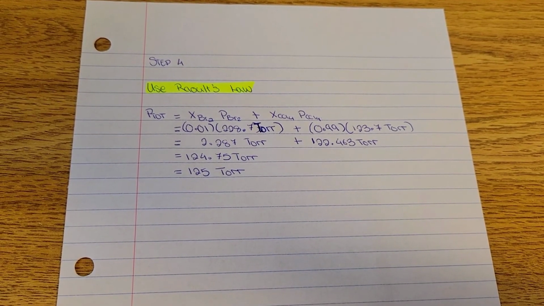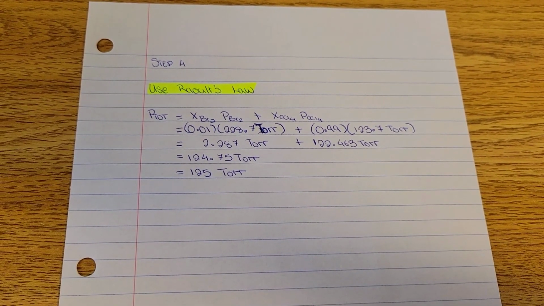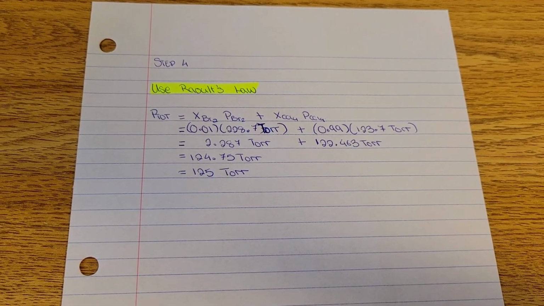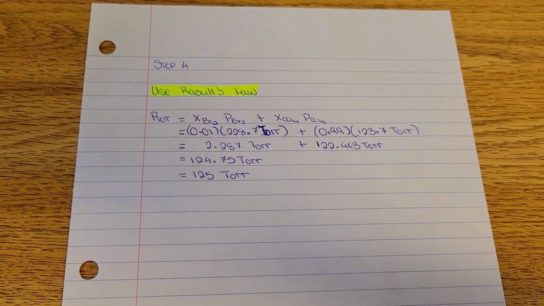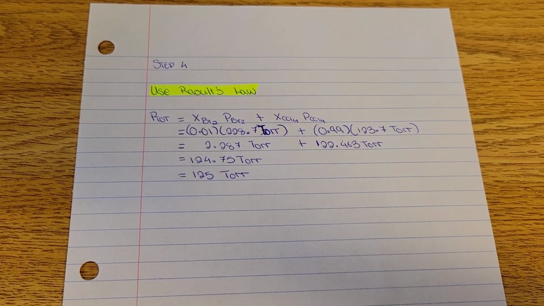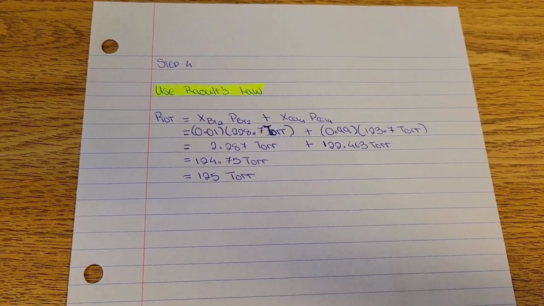So in this problem, we found our mole fraction, and we converted our pressure into torr, and we plugged all of this into Raoult's law, and we got our total vapor pressure to be 125 torr.